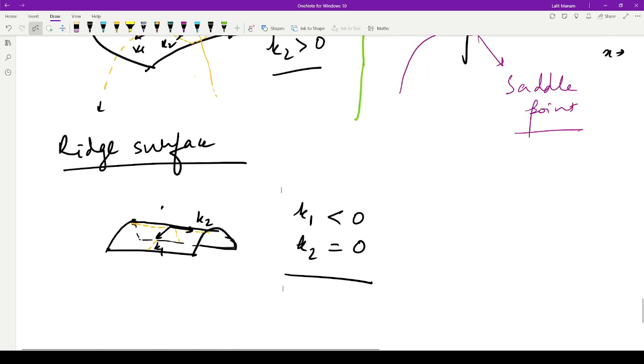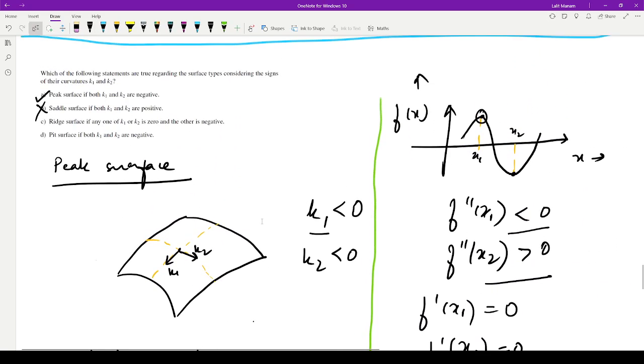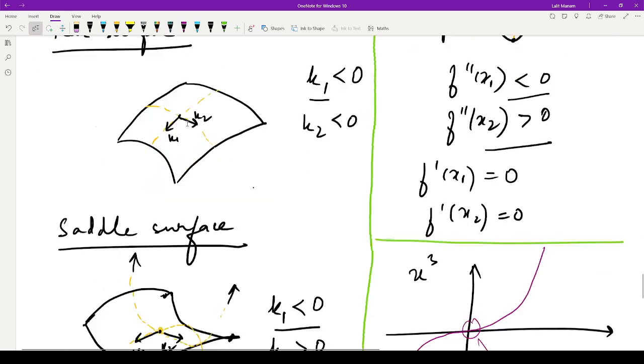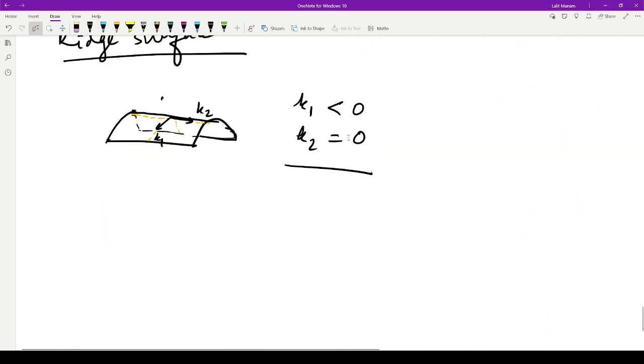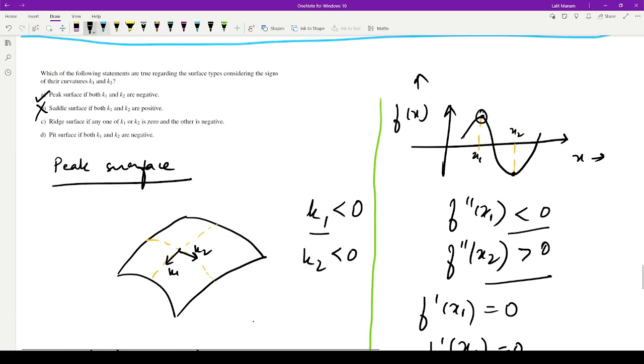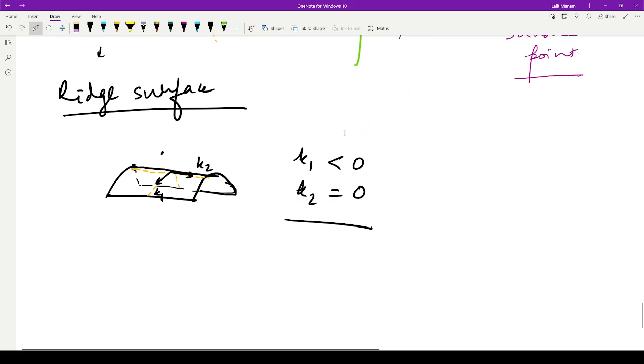Of course, no one is saying that this should be k1 and this should be k2, so you can swap it. So what is it? A ridge surface: if any one of k1 or k2 is 0 and the other is negative. So one of them is 0, another is negative. Correct. So this is right. So the last one is pit. Okay, what's the opposite of ridge, if we're going to pit?